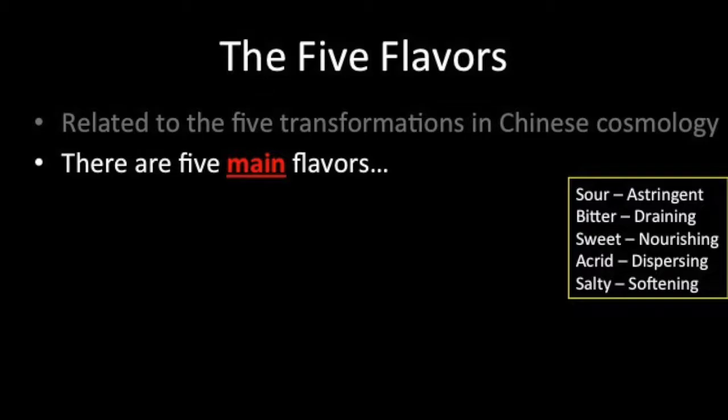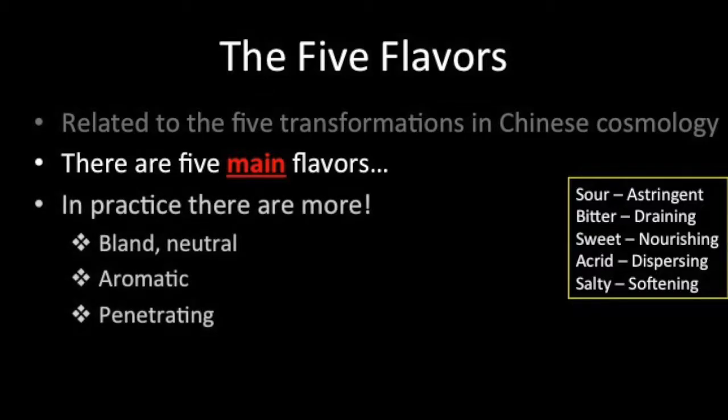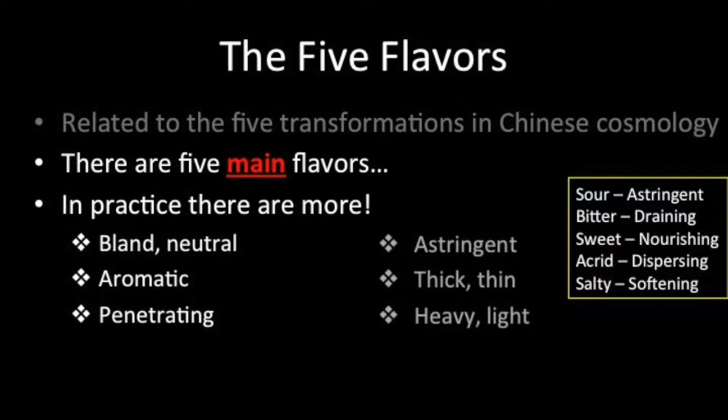Although we talk about the 5 flavors, ancient texts mention other flavor qualities. Among the additional tastes mentioned are bland and neutral, as we have discussed, aromatic, which is close to dispersing and is particularly relevant to Western culinary herbs and essential oils, and penetrating, which is more focused than dispersing. Some texts differentiate between astringent and sour, which intuitively are not exactly the same notions. Texts also speak of thick and thin, heavy and light flavors.